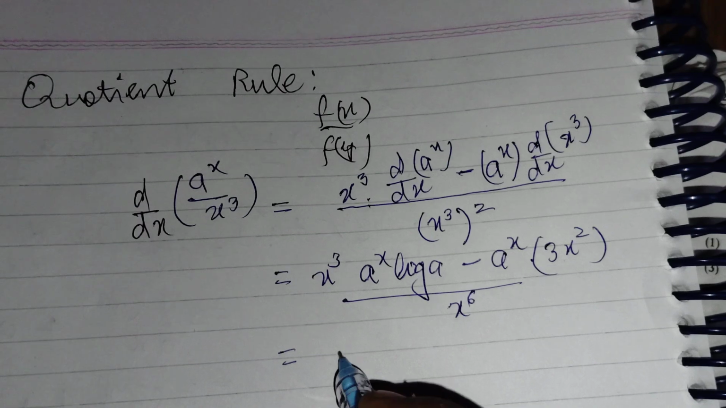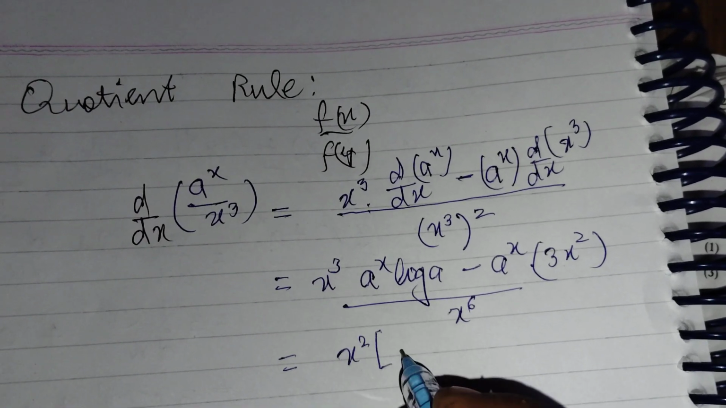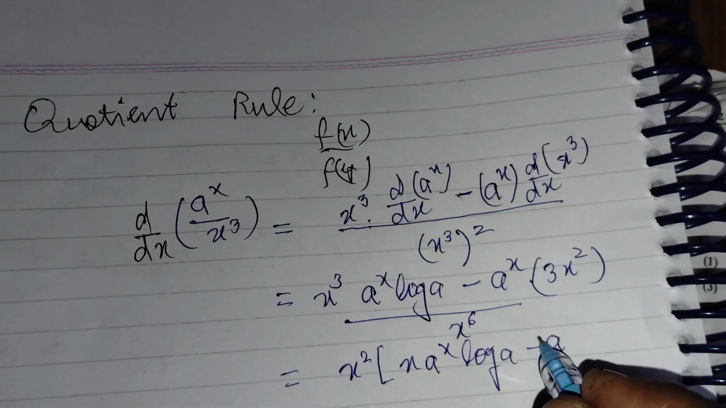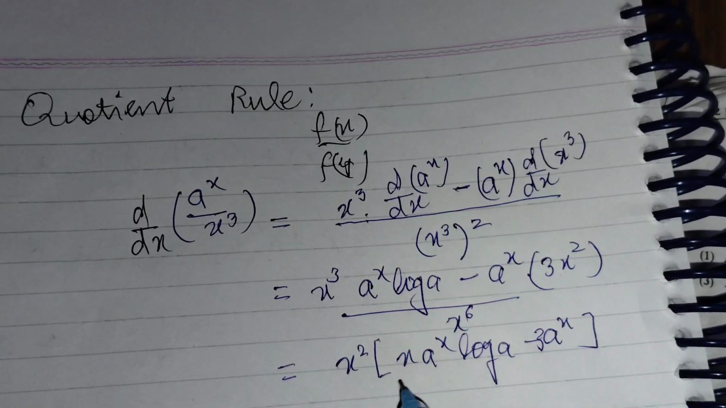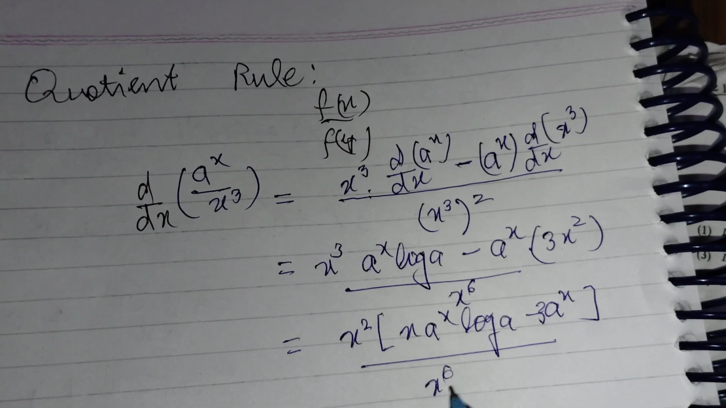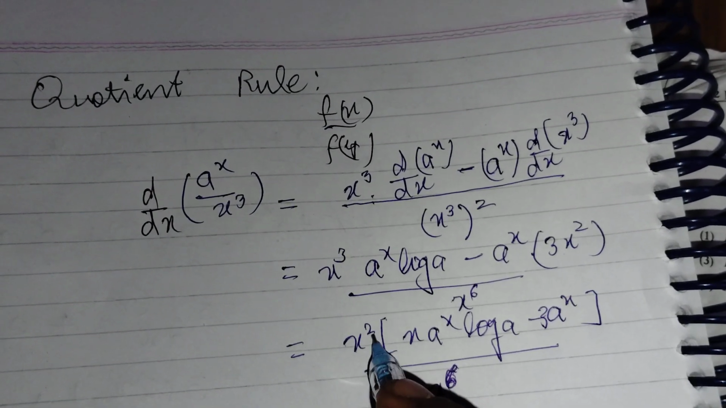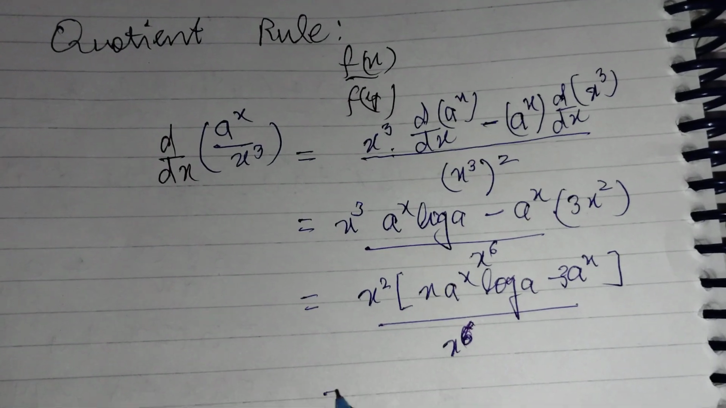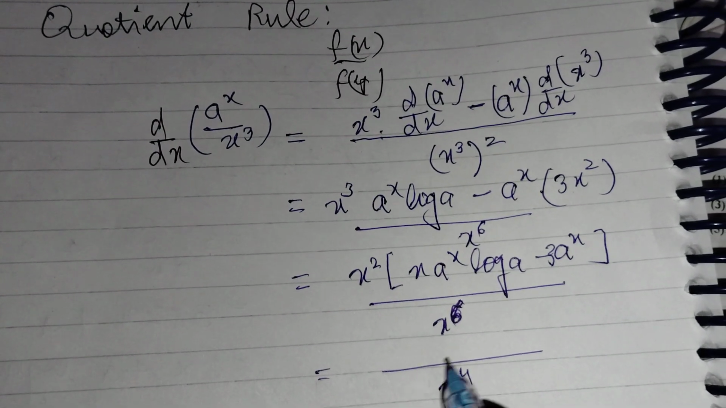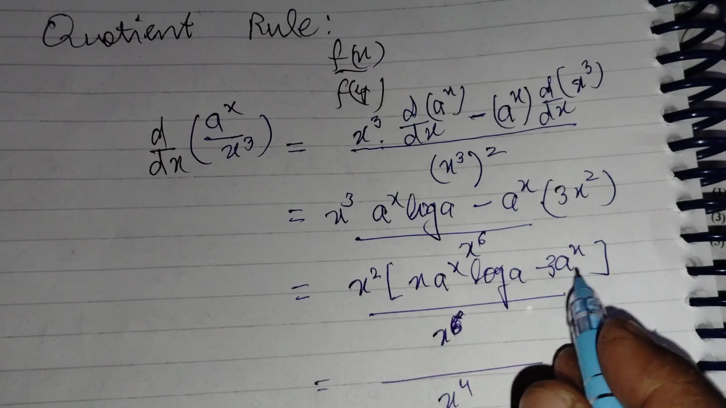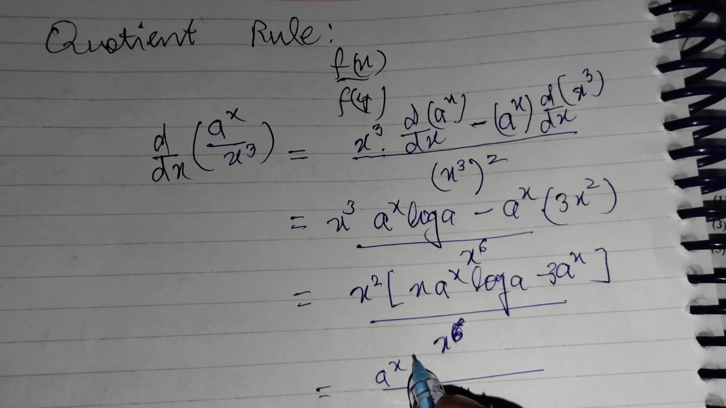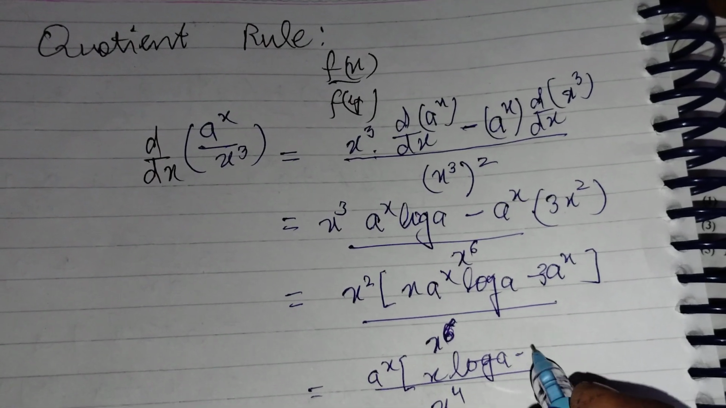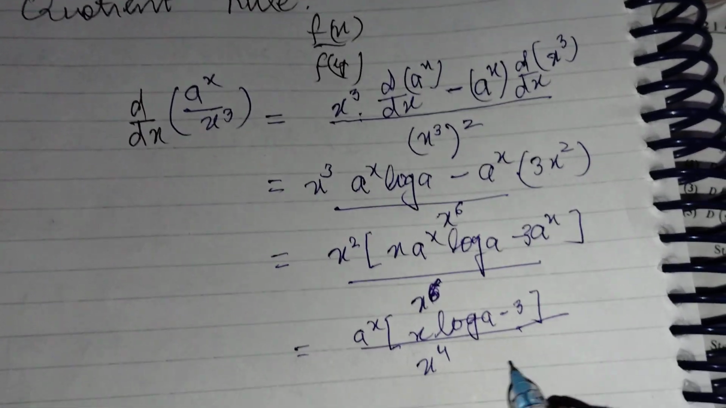So x square is common. Inside is left x, a power x log a minus 3 into a power x, upon x power 6. The x square goes to the denominator and becomes minus 2, so 6 minus 2 means x power 4 will be left in the denominator, and in the numerator we can also take a power x common. So inside we are left with x log a minus 3 as the final answer.